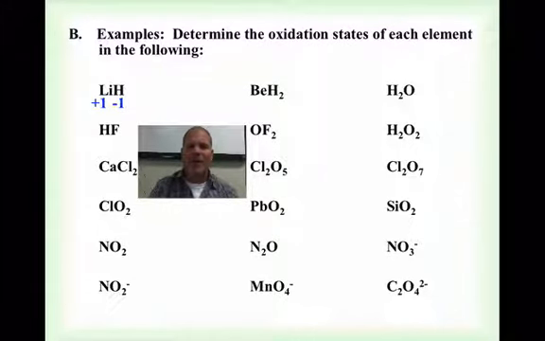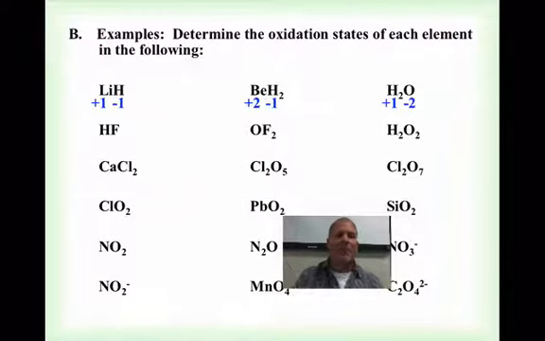In beryllium hydride, we know hydrogen is acting as a -1. I have 2 of them, which gives me -2. Therefore, my beryllium is a +2. It must add up to 0. There's no charge in the compound. In water, oxygen is a -2. Therefore, my hydrogens have to be +1 each. There's +2, -2, which adds up to 0.